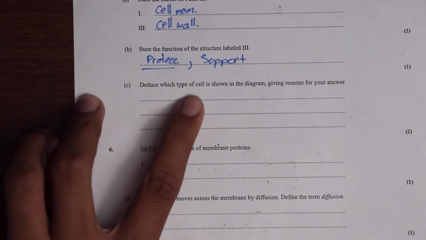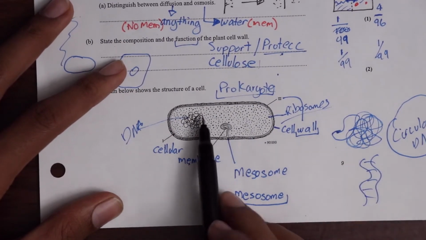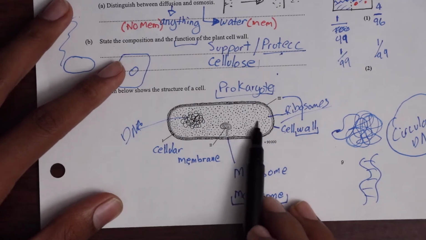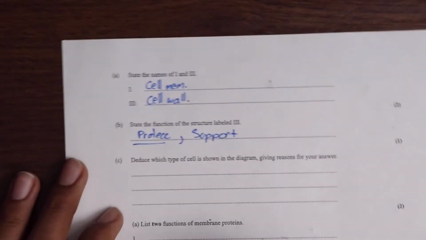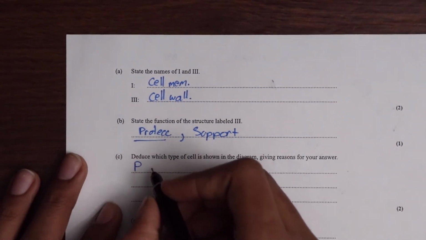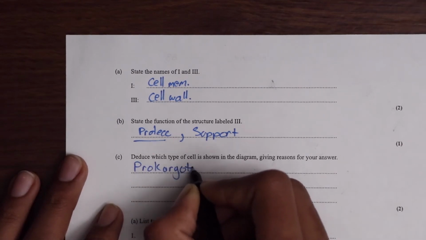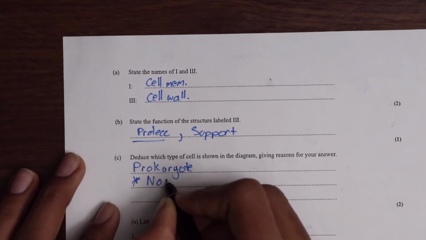Alright, deduce which type of cell is shown in the diagram, giving reasons for your answer. So I already said that this was a prokaryote, and you can see that from the DNA, from the cell wall, from there being no membrane-bound organelles. So we can write that as well. It is a prokaryote, and we know this because there is no nucleus.